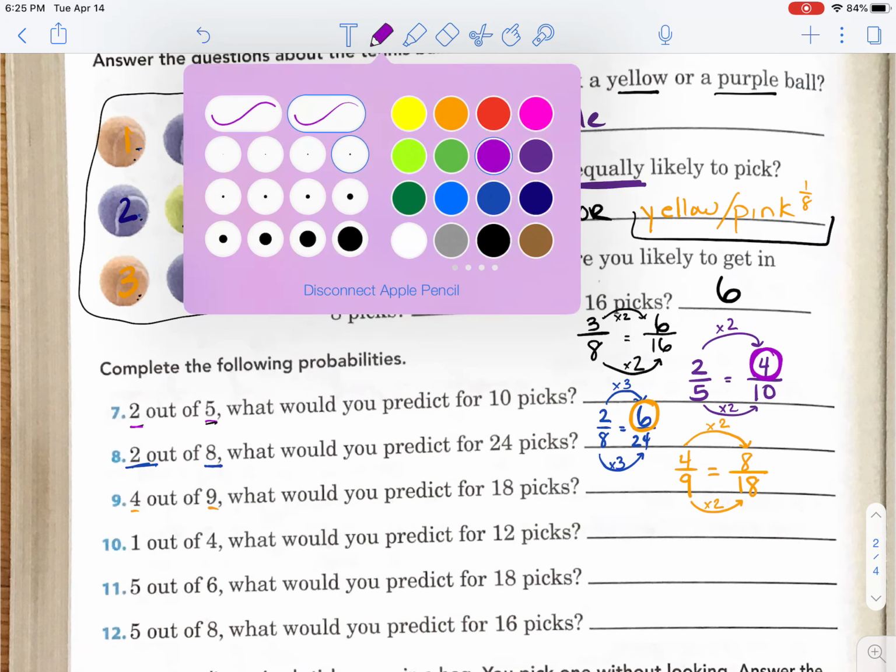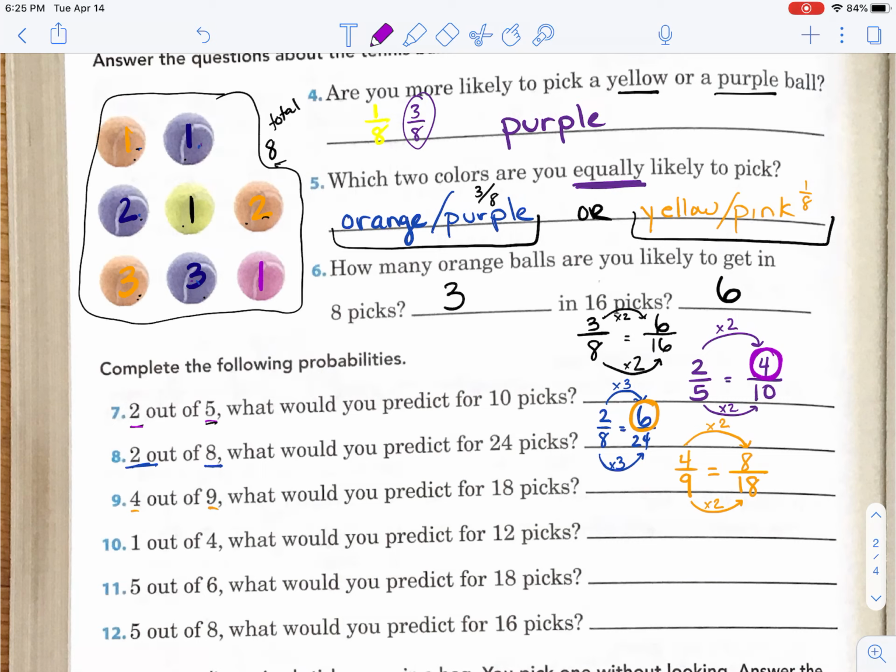Okay, let's look at the next one. 1 out of 4. So I have 1 out of 4. What can we do this time? 1 out of 4 race cars in the basket are blue. Okay, so if I picked 12 cars out, how many do you think of those will be blue? Well, let's check.